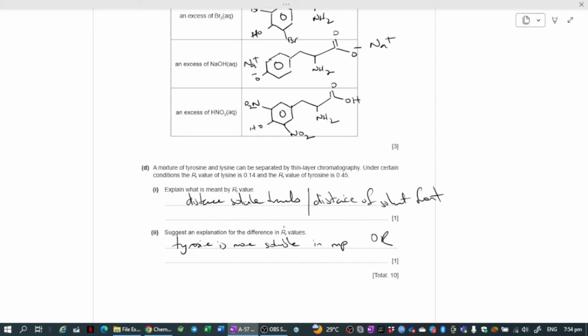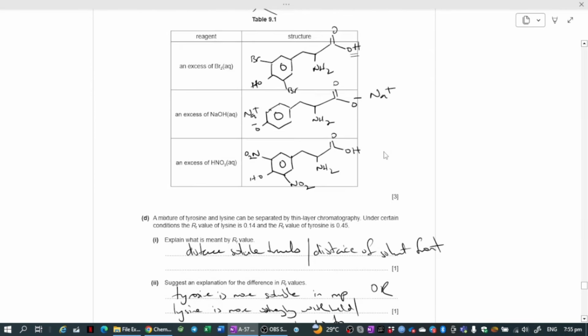Or you could consider this by saying that lysine is more strongly withheld, or more strongly attracted to the stationary phase than tyrosine. Or conversely, tyrosine is less attracted or less withheld by the stationary phase. Right, so either one of these gives an explanation for the RF values, and that is the end of question 9, and that is the end of the paper.